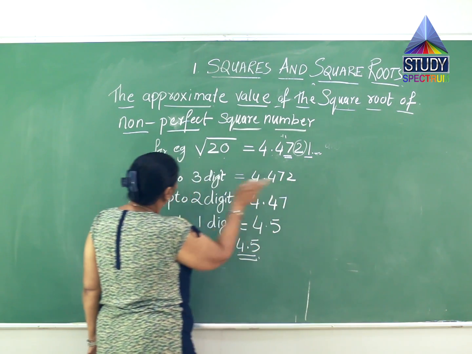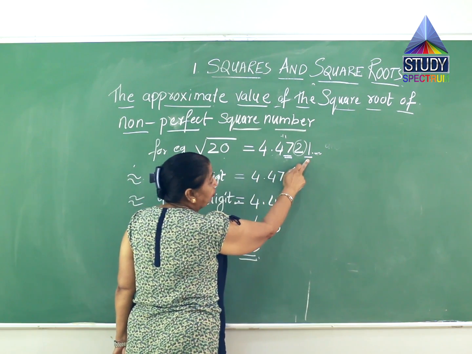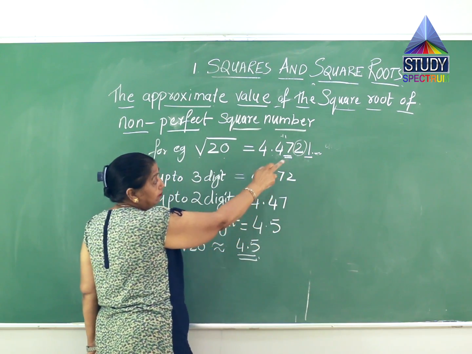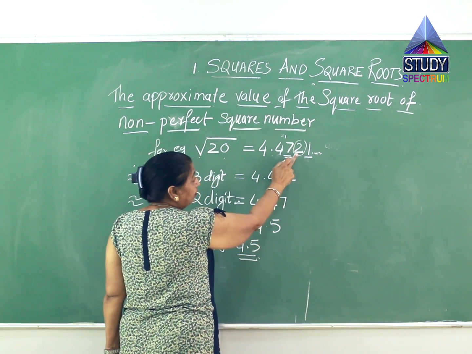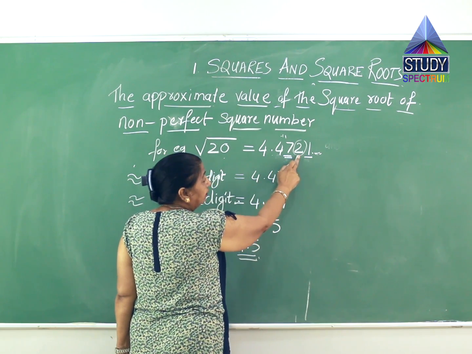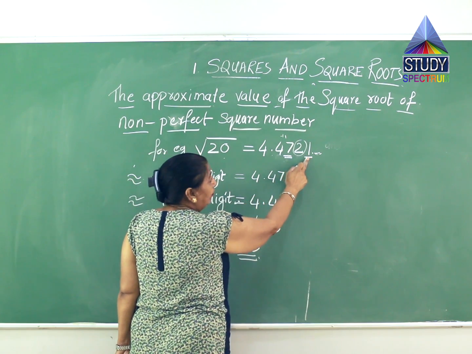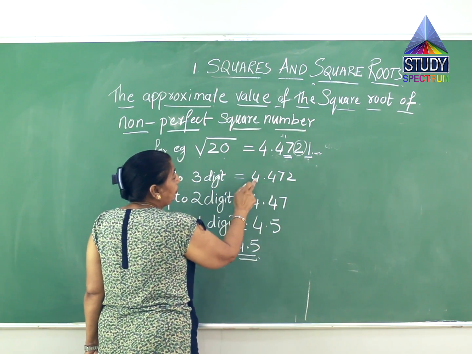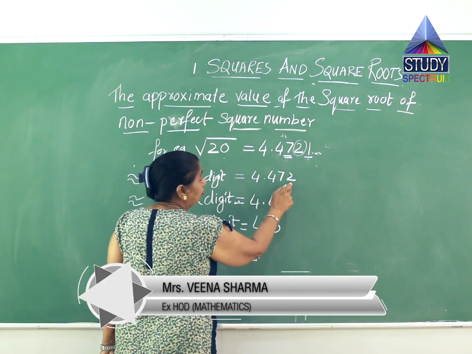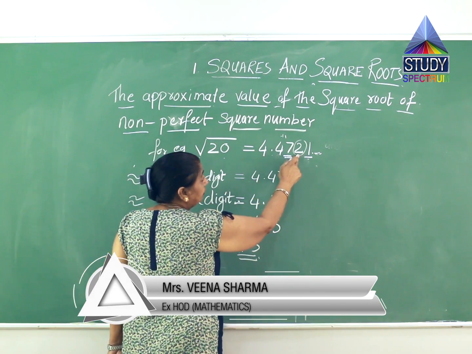next digit. If it is asked for the third digit, then I will consider the fourth digit, and if the fourth digit is 5 or more than 5, then I'll add 1 to this, and if it is not, then I'll drop it. So here as it is 1, which is less than 5, I'll drop that 1 and the value will be 4.472. Again for the second digit, I have to consider the third number.